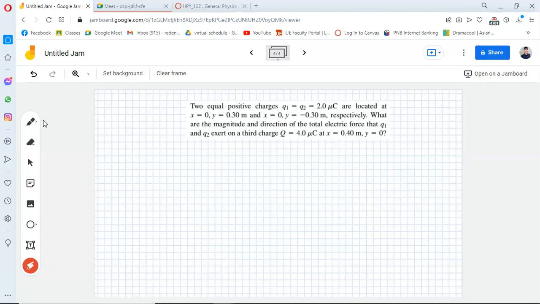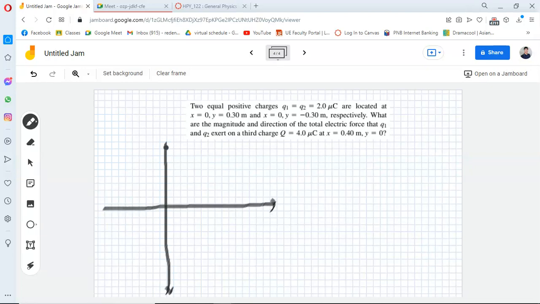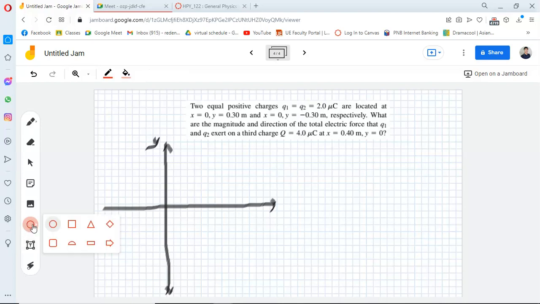So we need to sketch our problem. Let's make a two-dimensional Cartesian plane. So this is our two-dimensional plane. You have the y-axis and then you have the x-axis. And then let's locate the charges. Charge Q1 is at 0.3 meters, so let's say it is here. There, that is our charge Q1. Charge Q2 is also there, but in the opposite direction. It is here.